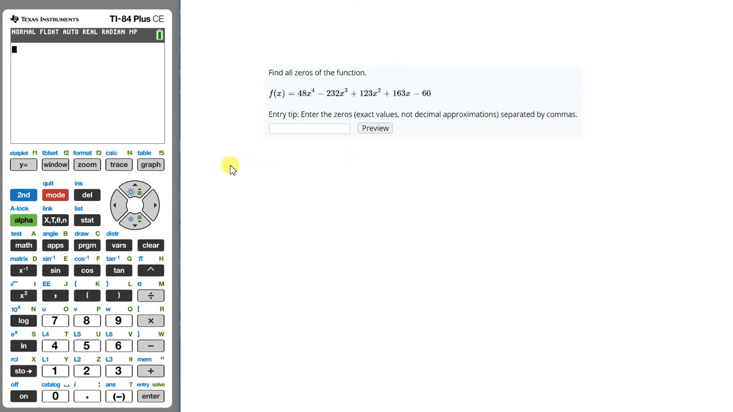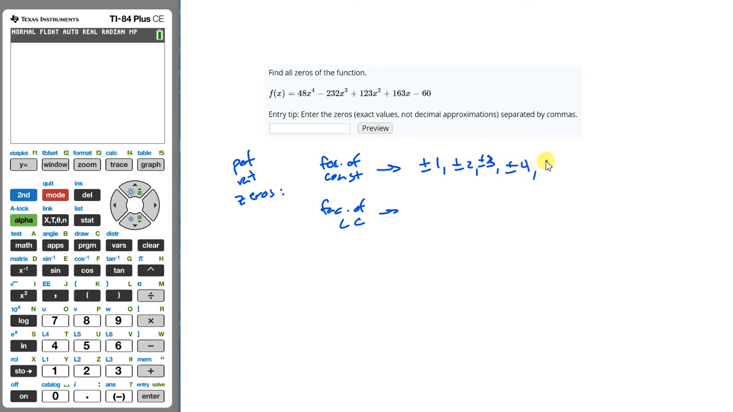What are the potential rational zeros? It's going to be a huge list, but at least it'll give us a place to start. We're going to have factors of the constant term divided by factors of the leading coefficient. The constant term is negative 60. So that's going to be plus or minus 1, 2, 3, 4 goes into 60, 5 goes into 60, 6 goes into 60.